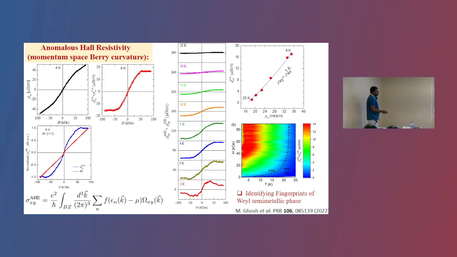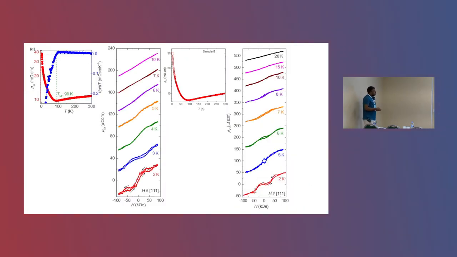Yeah, so this anomalous Hall resistivity measurement confirms the fingerprint; it gave some identification of the presence of a Weyl point in the material. That means it confirmed the fingerprint of the Weyl symmetric phase in this particular compound. We have measured some other samples also.